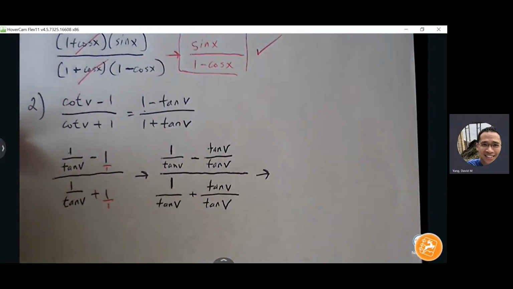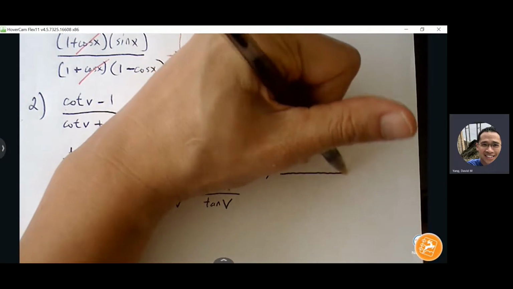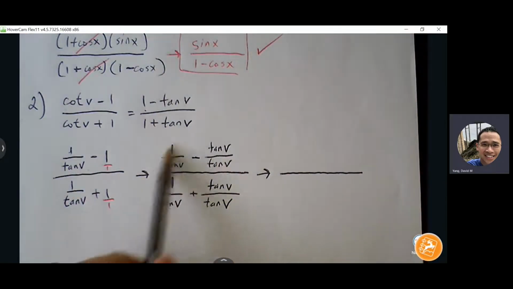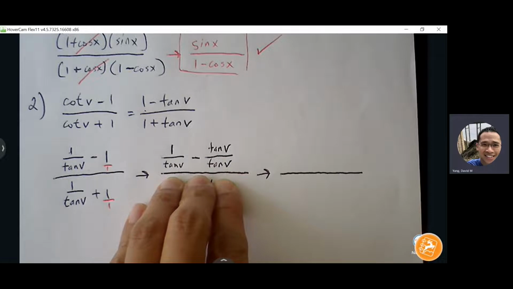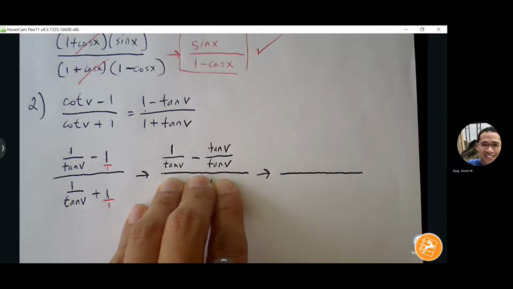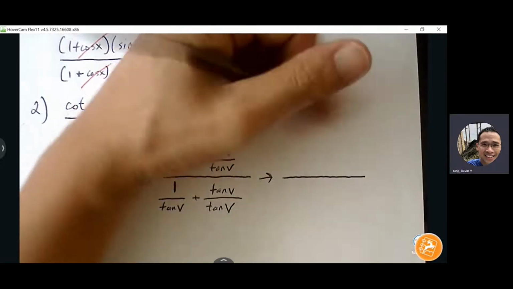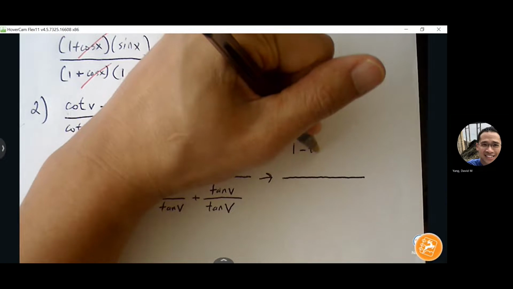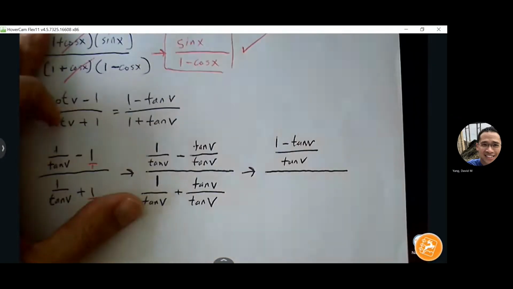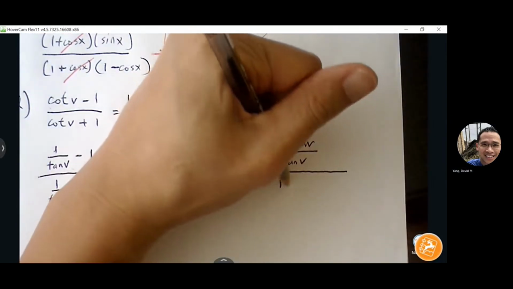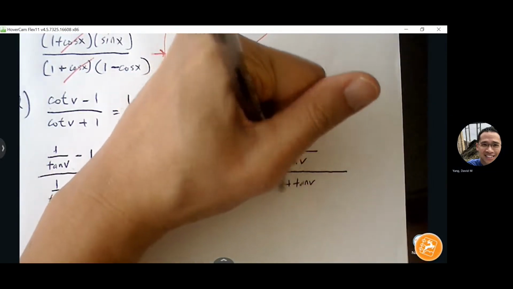All right, so now that we have common denominators, we can merge each individual fraction together. So this top becomes what? What does that become once I put it together as one fraction? All over tangent v, yeah. Same thing here at the bottom: 1 plus tangent v.